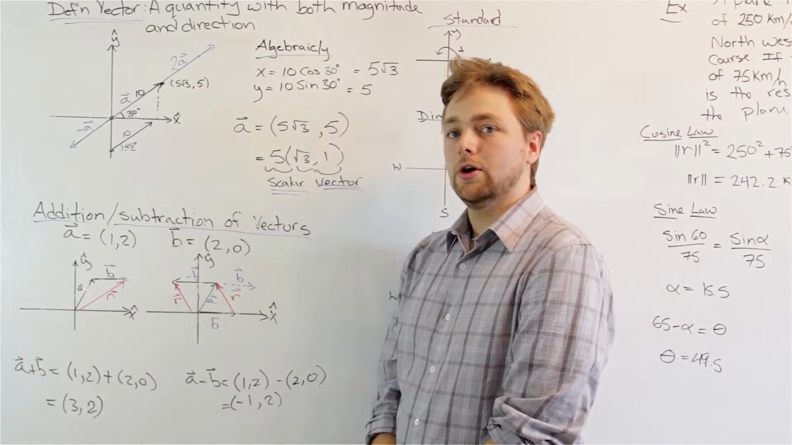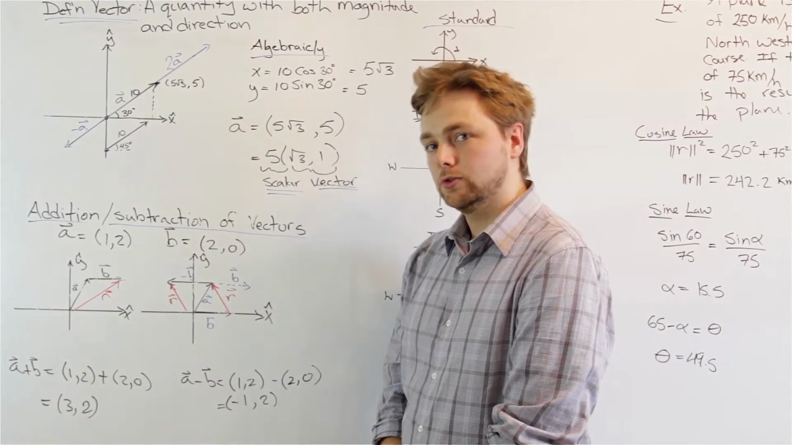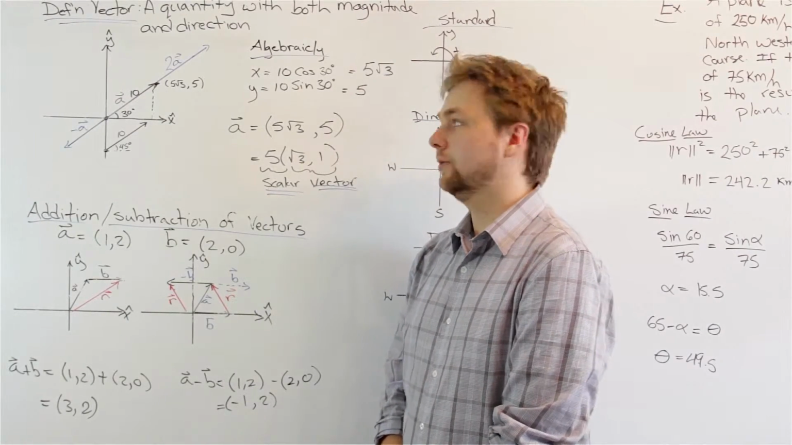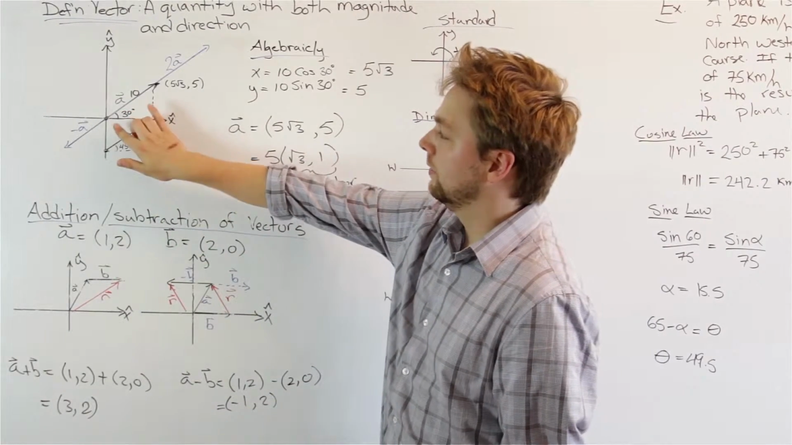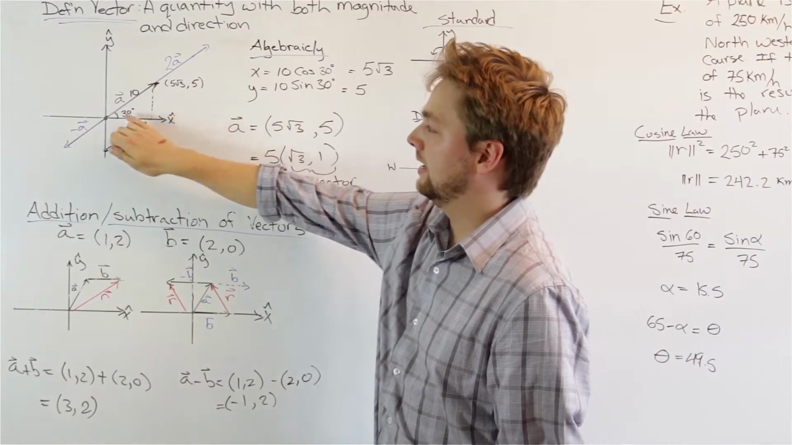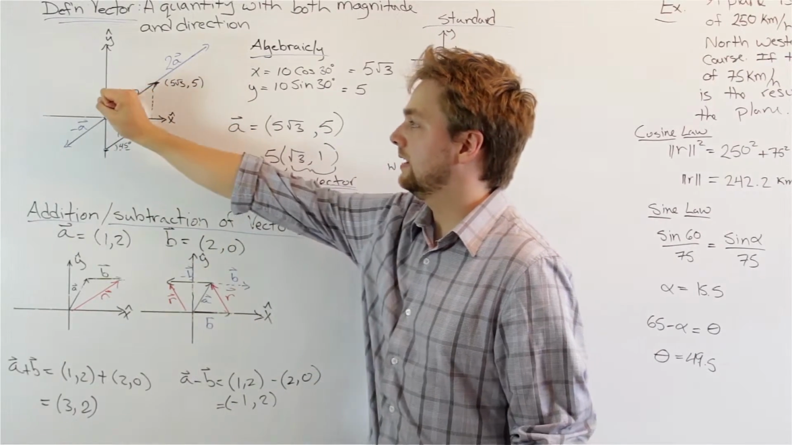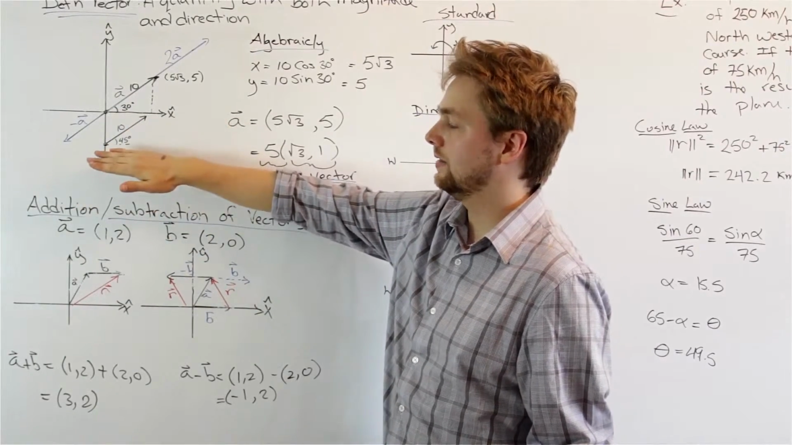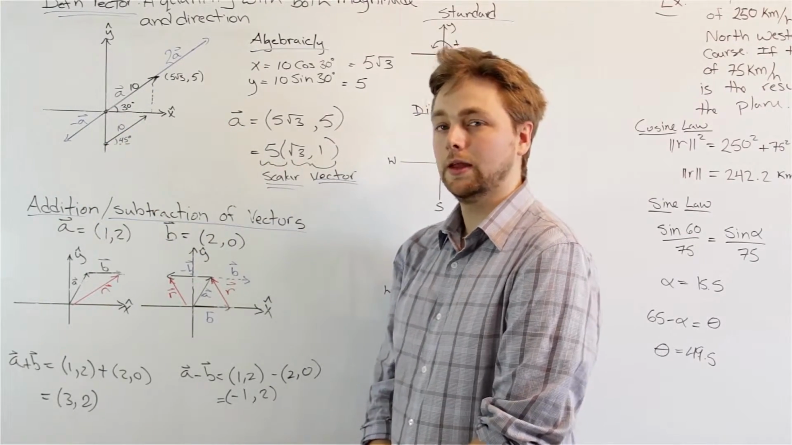Another important thing to know is that it doesn't matter where you draw a vector, as long as you don't change the magnitude or direction, they will be equivalent. For example here, we have a magnitude of 10 and an angle of 30. If I pick that vector up and move it down, as long as I keep the direction and the magnitude the same, they will be equivalent.